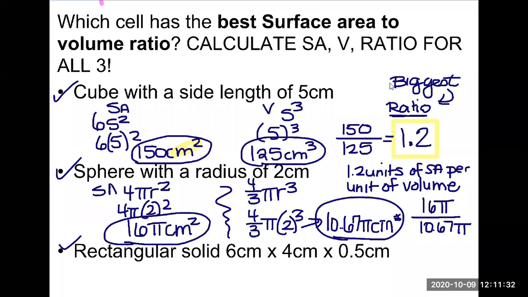And you can see now, hopefully, why I did not actually plug in 3.14, because my pi over pi is going to cancel. And my answer here ends up being approximately 1.5. So that's my second one, 1.5 units of surface area per unit of volume. So that's actually better, right? My sphere, so far, my sphere is the winner. It's the more efficient at transport.